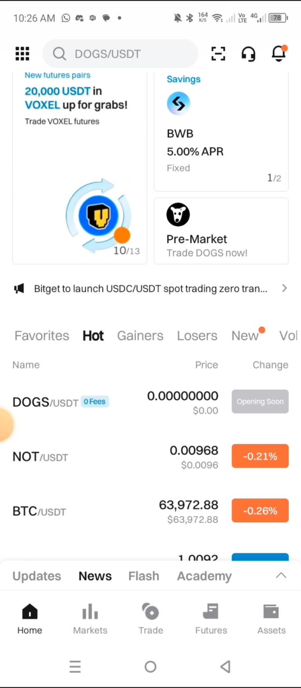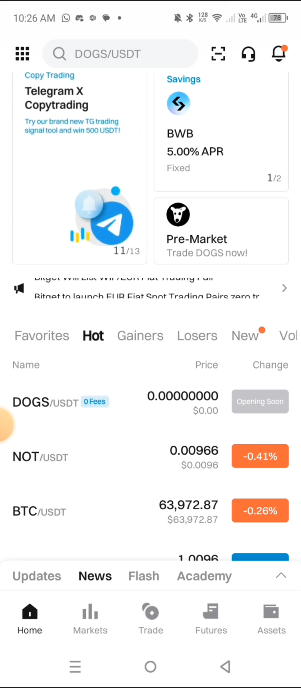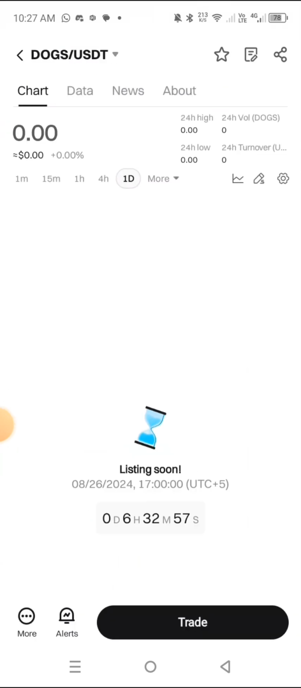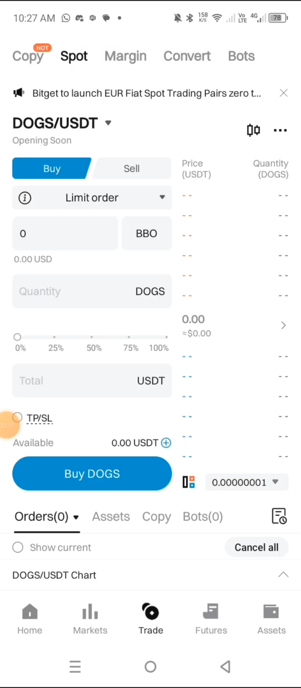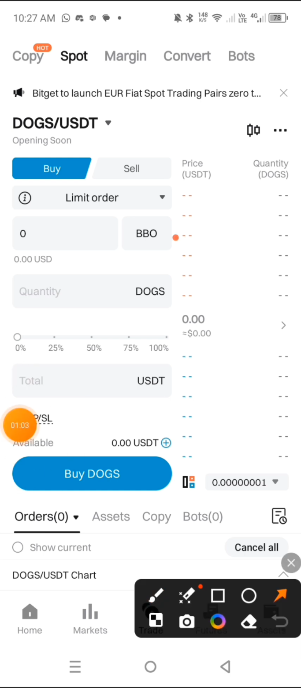Now I am going to the DOGS USDT pair. When I click on it, there is no data to show. They said 6 or left for trading. If I click on trade, that's the interface showing. There is no data because the trading has not started.